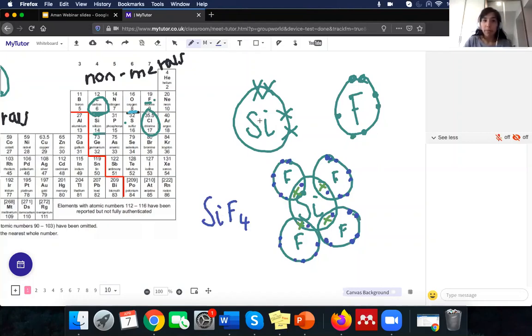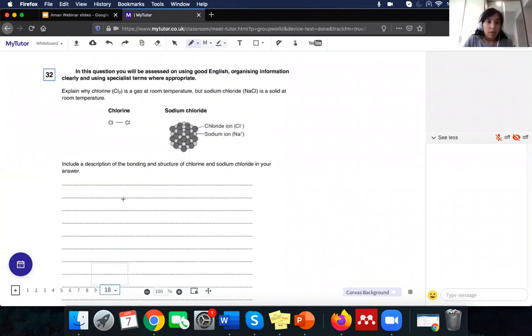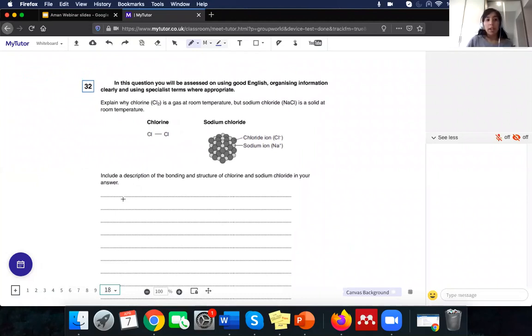Brilliant. And then we had another question following on from that, asking if you could do an exam question. Yep, that's fine. Okay, we'll do this one. Explain why chlorine is a gas at room temperature, but sodium chloride is a solid at room temperature. So let's think first, what's the bonding that's going on between chlorine and what's the bonding between sodium chloride? So does anyone know what the bonding is between 2 chlorine atoms? If I go to the periodic table, that might help.